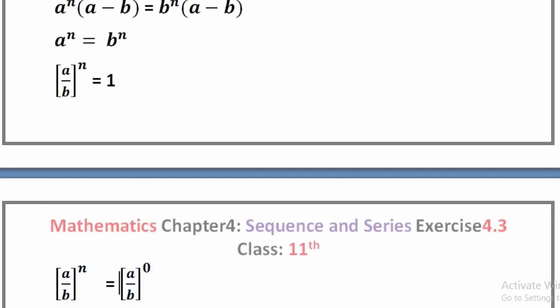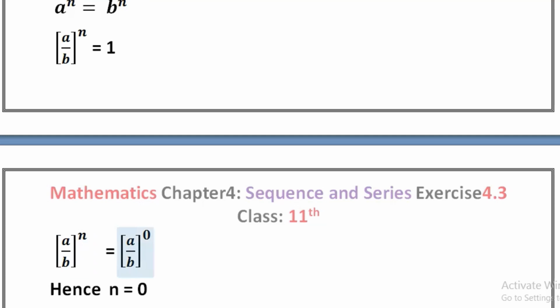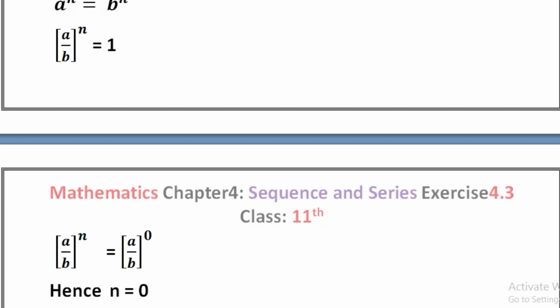So next, a divided by b whole power n is equal to 1 can also be written in the form of a divided by b whole power 0. So dear students, the power 0 of any number is equal to 1. So next, dear students, we can also write n is equal to 0, which is the required solution.